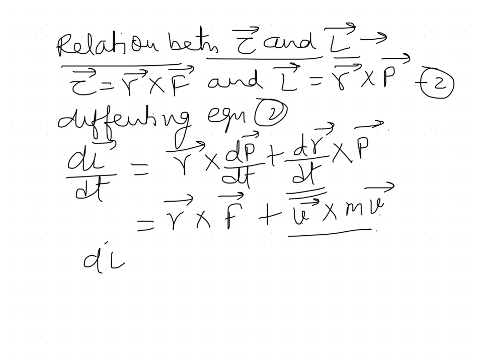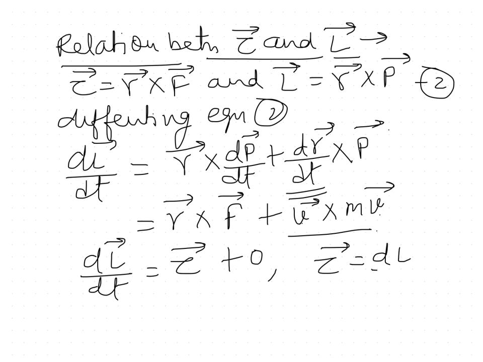So we can write dL over dt is equal to tau. r cross F is defined as tau, and this other term is equal to 0. So we can write tau is equal to dL over dt. So that is the relation between torque and angular momentum.